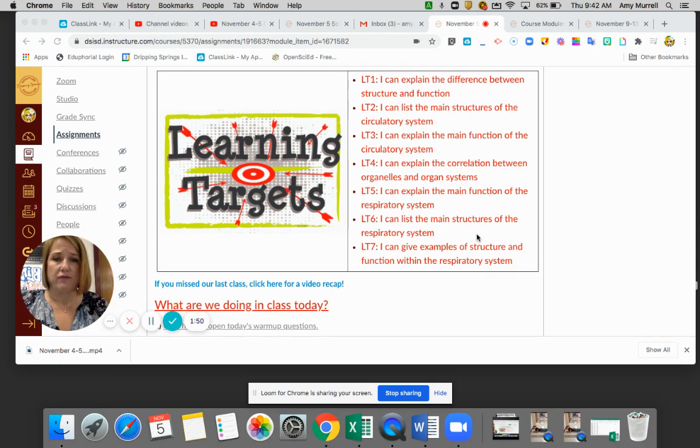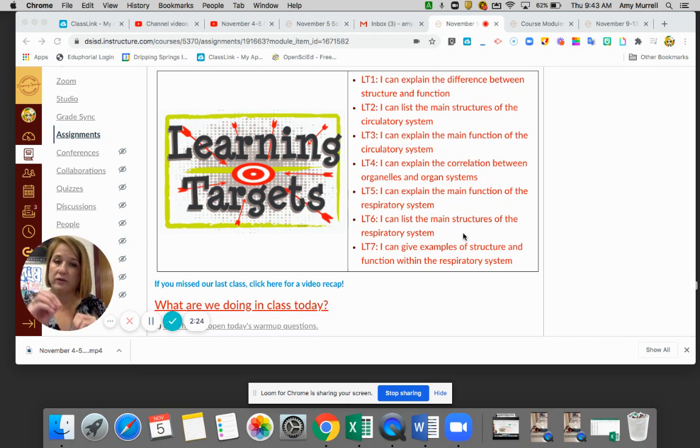The structures of the respiratory system, starting at the mouth and the nose, then you have the pharynx and larynx, and then the lungs and the trachea, the windpipe. So pharynx, larynx, trachea. And then you have the bronchi. Those are the large pipes that fork off. And then you have the actual lungs filled with bronchioles.